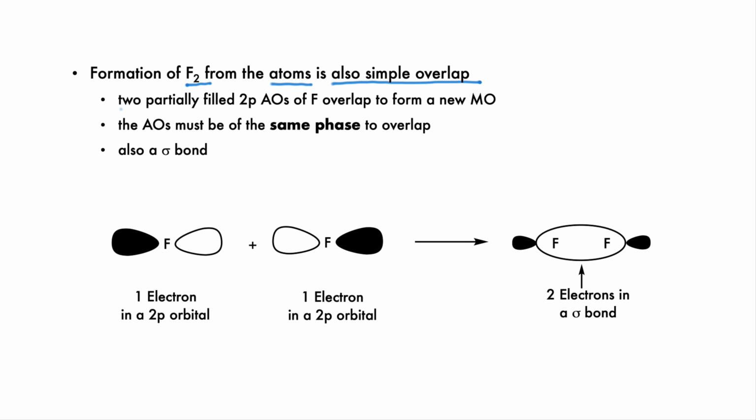In this case, 2 partially filled 2p atomic orbitals overlap to form a new molecular orbital. You will notice that one lobe of the fluorine is shaded and the other is unshaded. This indicates the phase of each lobe and has to do with the wave nature of the orbital. To overlap and make a bond, the lobes of the atomic orbitals must have the same phase. The resultant bond is a sigma bond with electron density concentrated directly between the 2 nuclei.